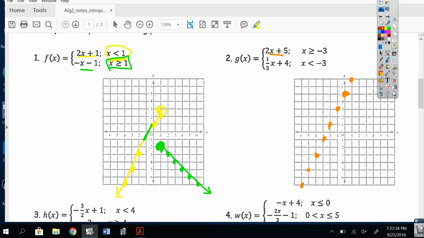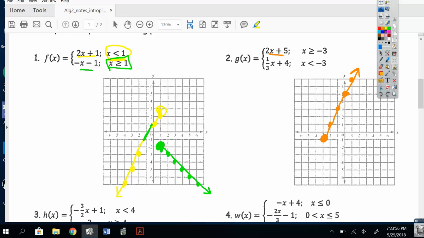And then it says x is greater than or equal to negative 3. So negative 3 is here, right? And it's going to be a closed dot because it's greater than or equal to. And since it's greater than or equal to, is that going to the right or to the left? It's going to the right. And then I can erase everything else.